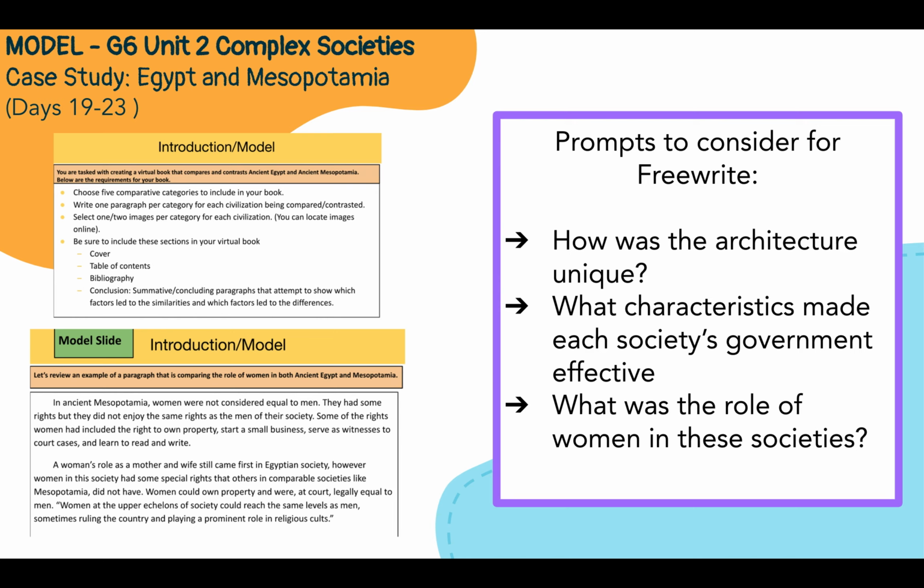You might want to even take this opportunity to have students use sensory details. So, if you were in ancient Egypt, what kind of architecture would you see? For example, or maybe you want to use descriptive details. What are five words to describe the Mesopotamian government, for example?